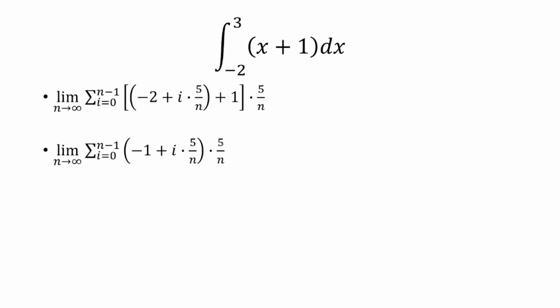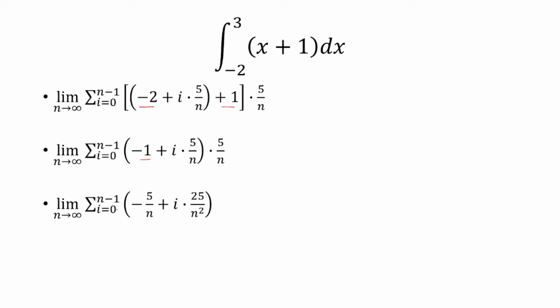The next step, we're going to simplify. So we have a -2 over here. We're going to add that to 1 to get -1, and then we'll leave everything else the same. Finally, we're going to distribute this 5 over n. So 5 over n times -1, plus 5 over n times i times 5 over n. So we'll get -5 over n plus i times 25 over n squared.